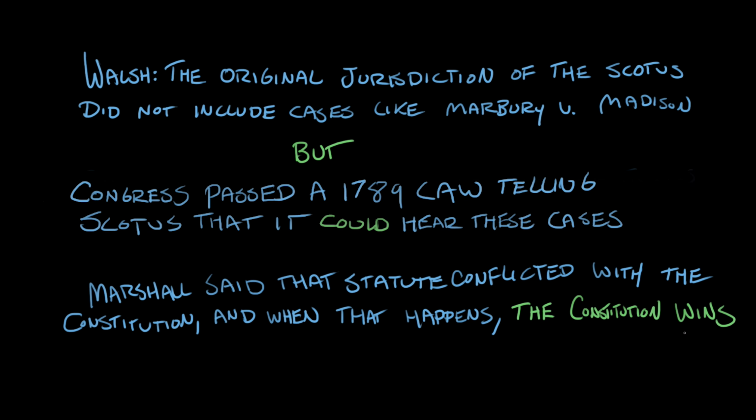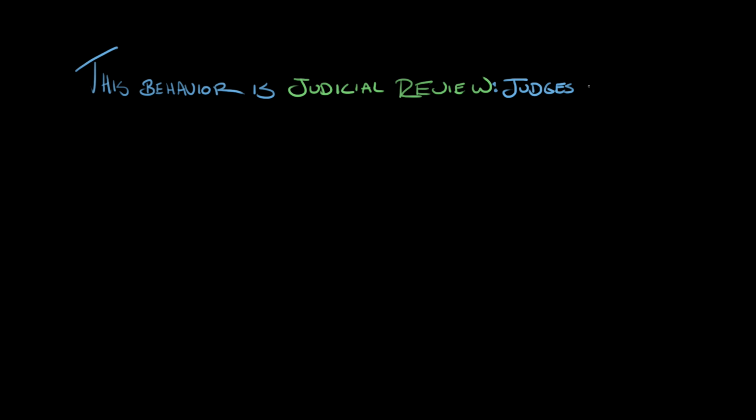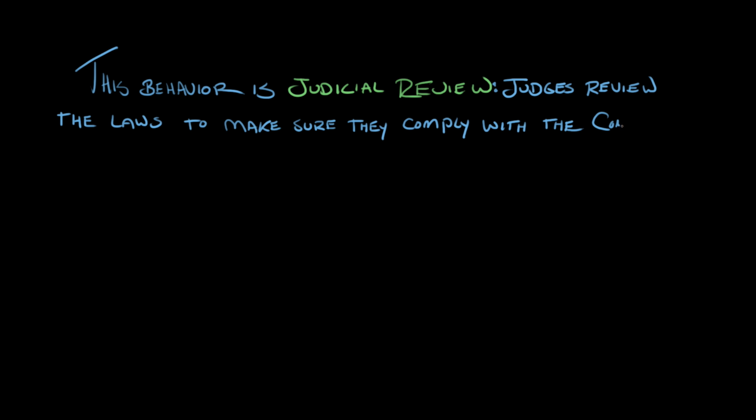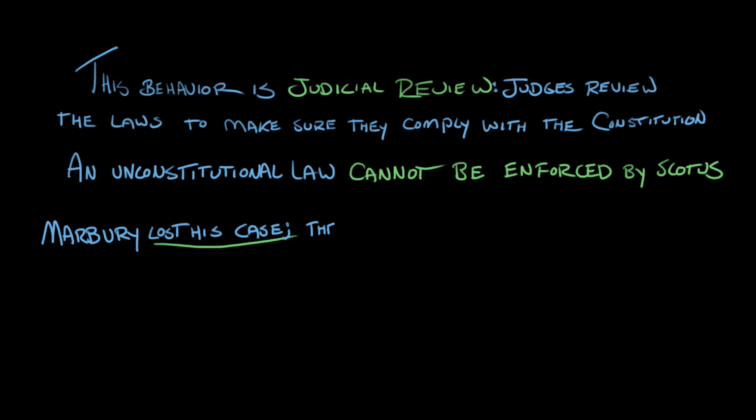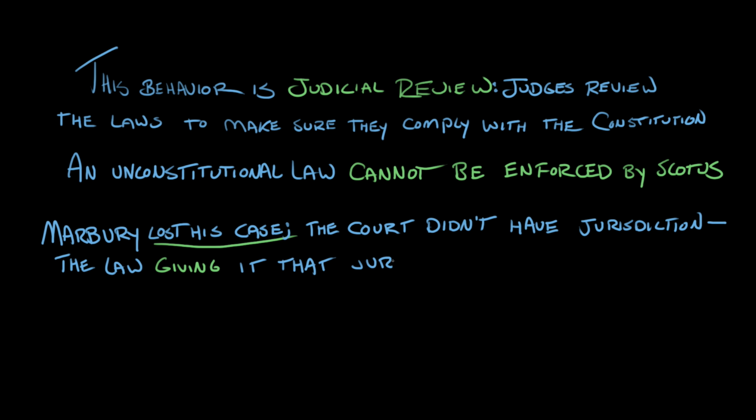So this is the principle that has been called judicial review. The idea is you have to review the laws to make sure they comply with the Constitution. And if a law is unconstitutional, it can't be enforced by the Supreme Court. So it's a long way of saying that Marbury lost because the court didn't have jurisdiction. The court didn't have jurisdiction because the law that said it had jurisdiction was unconstitutional.